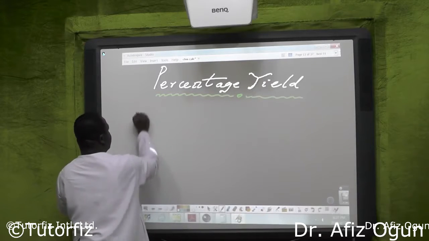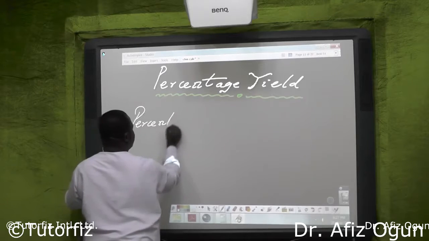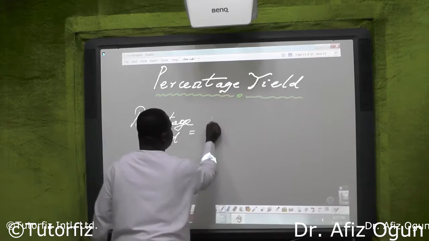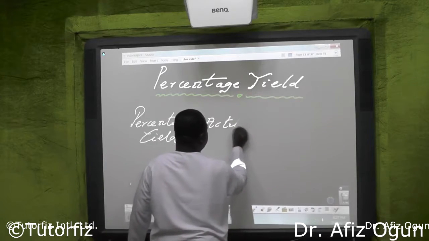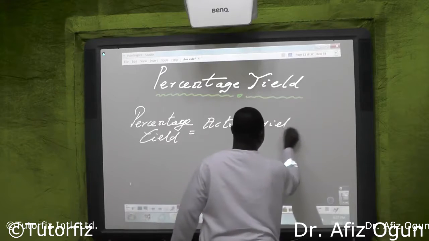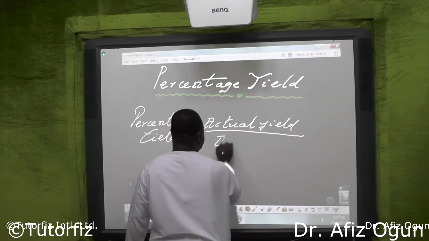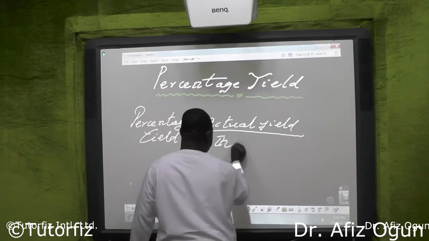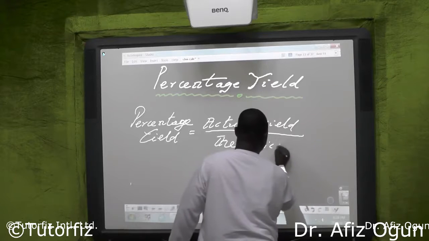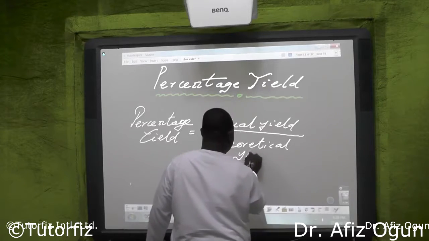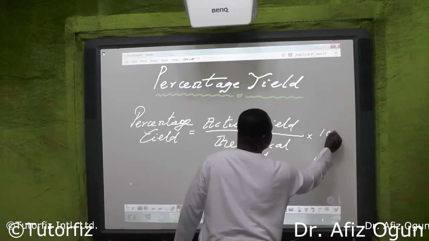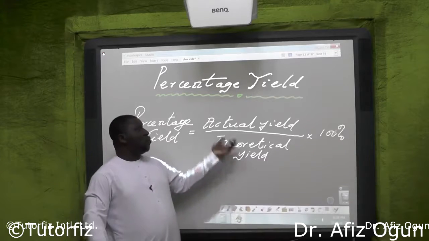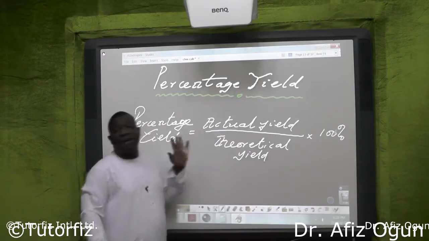So you say actual yield divided by theoretical yield, multiplied by 100%. Because what you are getting now is divided by what you told him before, multiplied by 100%.